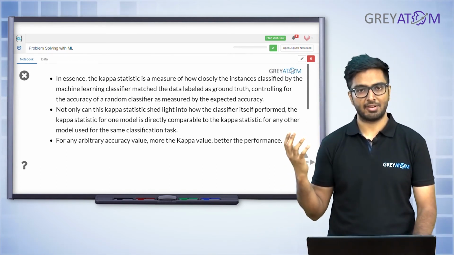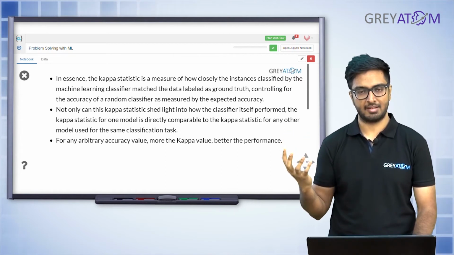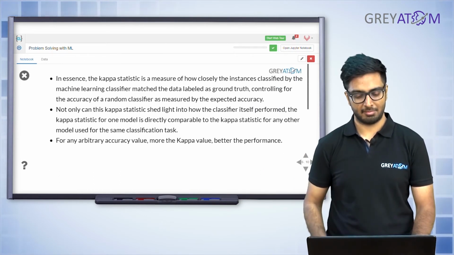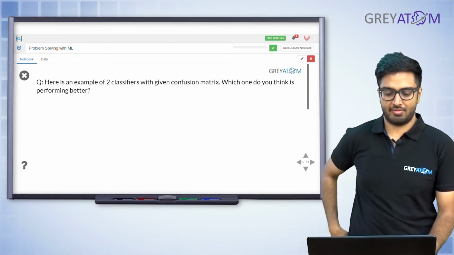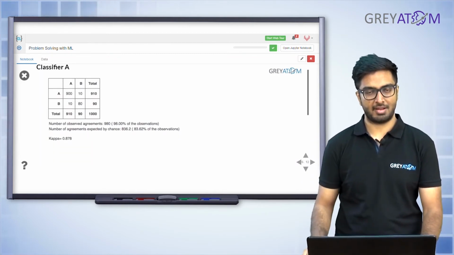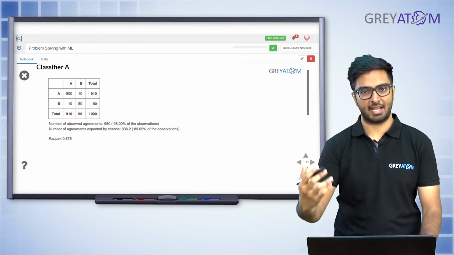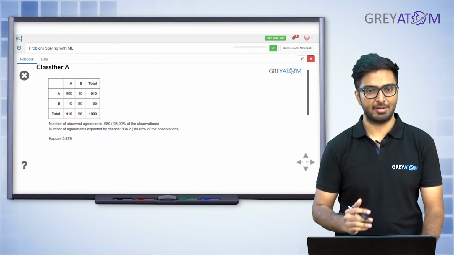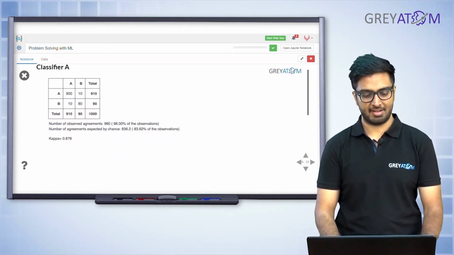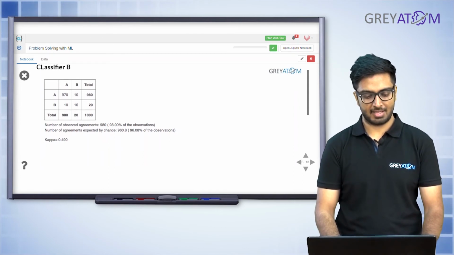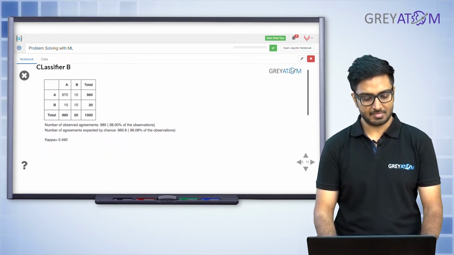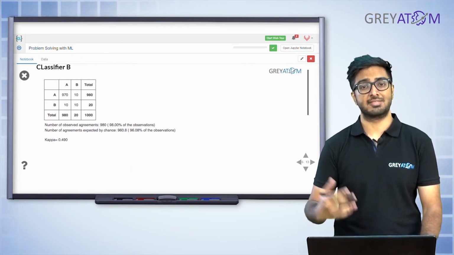So I have already talked about Cohen's Kappa and how the performance goes. The higher the value of Cohen's Kappa, the better the model, right? So now we have examples of two classifiers with given confusion matrices. Let's have a look at the kappa. You can calculate this at your end. Take time, pause the video if you want to calculate the Cohen's Kappa value. You would see the Cohen's Kappa value comes out to be 0.878. For the other classifier, you can clearly see the accuracy numbers have not changed much, right? But in this case, the kappa value is 0.49, which is drastically lower.